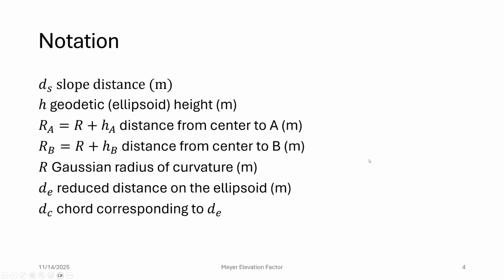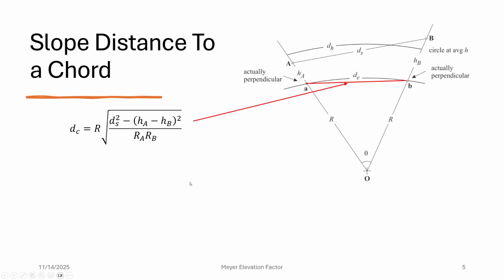Here's the notation we're going to be using. I've changed Gaussian radius of curvature in this video from G to R, otherwise I think everything should be familiar. The first of our two distances takes slope distance directly to the chord that you see here. D sub E is the distance on the ellipsoid that we want, and this formula takes us to the chord instead of to the curve, but it turns out it's going to work very well anyway. The formula is here. It's a little bit more complicated than for the elevation factor, but it doesn't pose any challenges to programming languages or spreadsheets. It's still pretty simple.